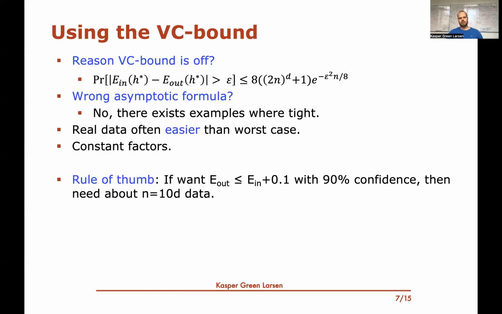So in general, there's a good rule of thumb that says that if you want the guarantee that the outer sample error is no more than 10% bigger than the in sample error with 90% confidence, then you need maybe something like 10 times the VC dimension data. So this is much less. For the data example that we had before, if we said that we have VC dimension 25, this says that we need something like 250 data items.